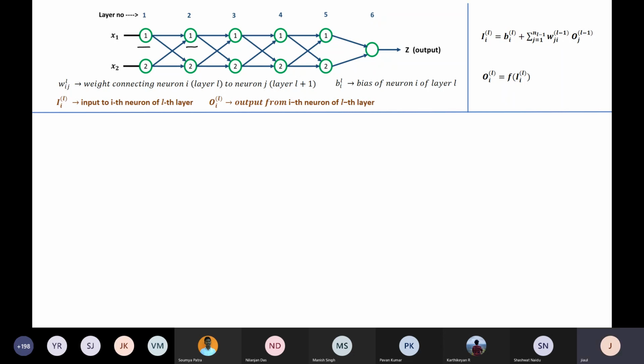Now how many biases do you have here? 9 biases, because for the input layer you do not have any bias. There are 9 biases. So 18 plus 9 is 27. So you have 27 parameters in this model, or in this network. All right, any question from anybody?